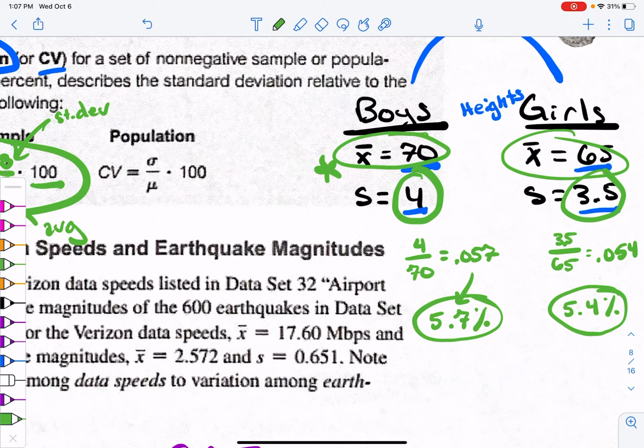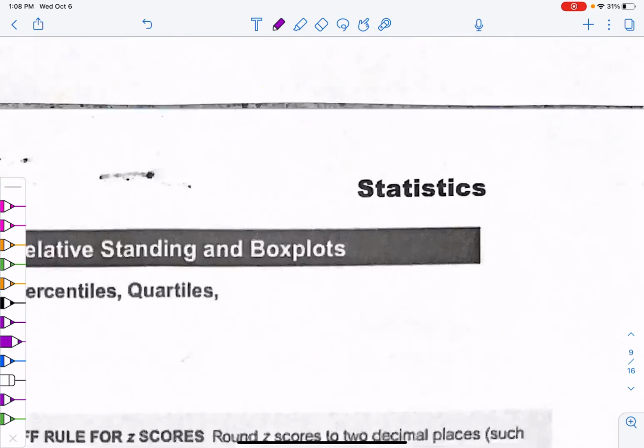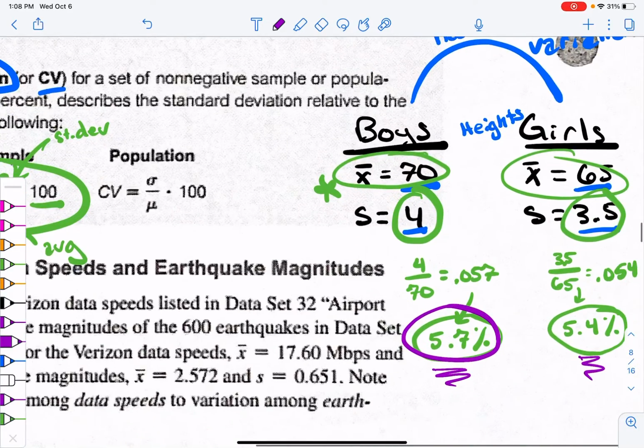So, kind of the way that we thought, the boys' standard deviation was higher, and they do in fact have a higher variation. But it won't always be that way. It won't always be the fact that the higher standard deviation will have the higher coefficient of variation. So the coefficient of variation for each one of these is 5.7 and 5.4, and then we just compare them. So we would say, with this data, the boys do have more variation in their heights. The girls' heights are more consistently around the same number than the boys' are.